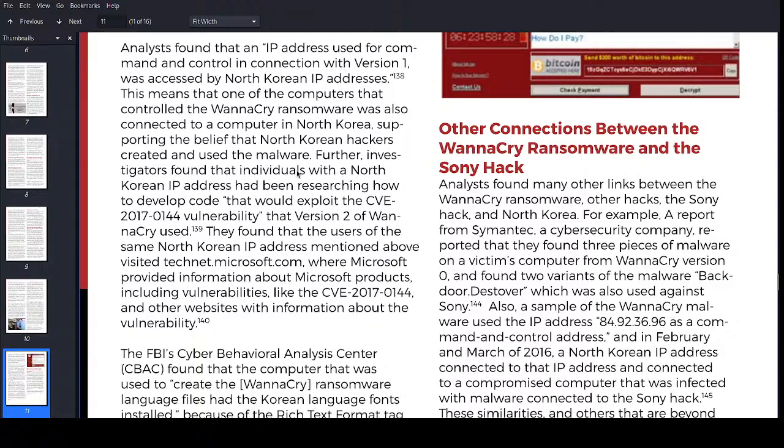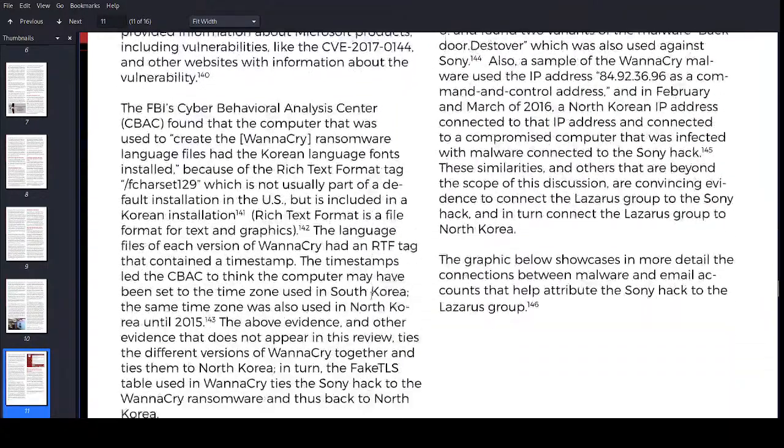Further, investigators found that the individuals with a North Korean IP address had been researching how to develop code that would exploit the CVE. Okay, I think it's either BlueKeep or EternalBlue, I don't know which one, that version 2 of WannaCry used. They found that the users of the same North Korean IP address mentioned above visited technet.microsoft.com, where Microsoft provides information about Microsoft products, including vulnerabilities like the CVE-2017-0, whatever, and other websites with information about the vulnerability.